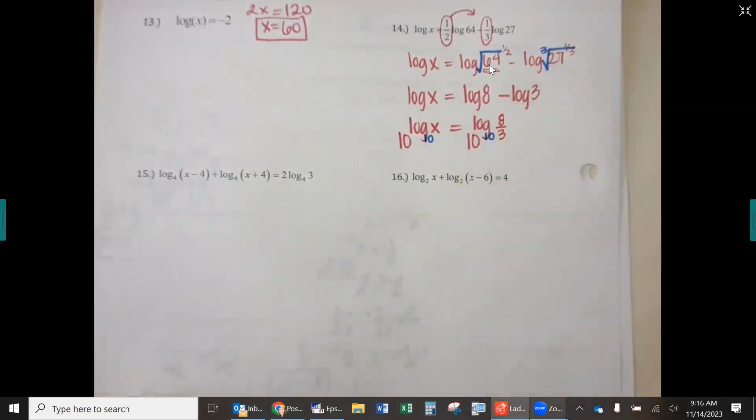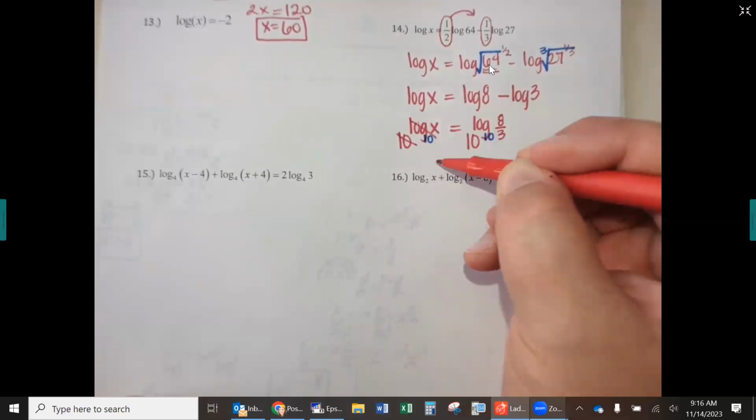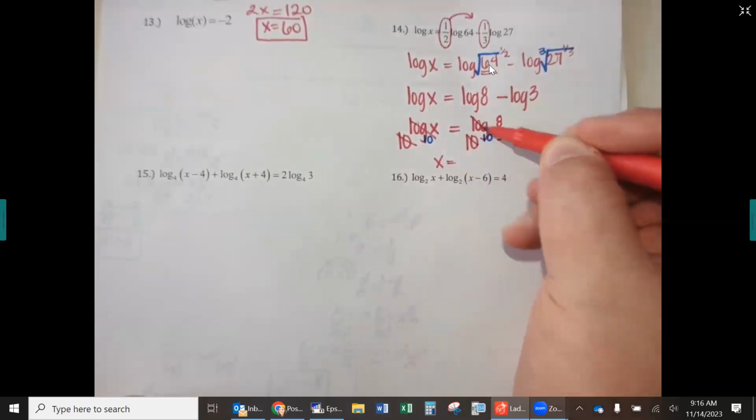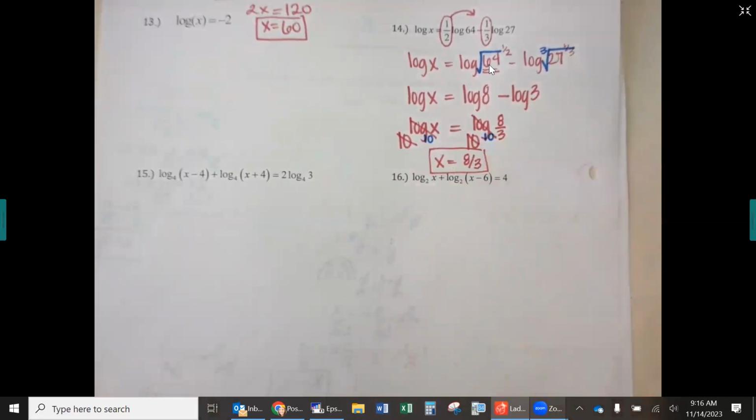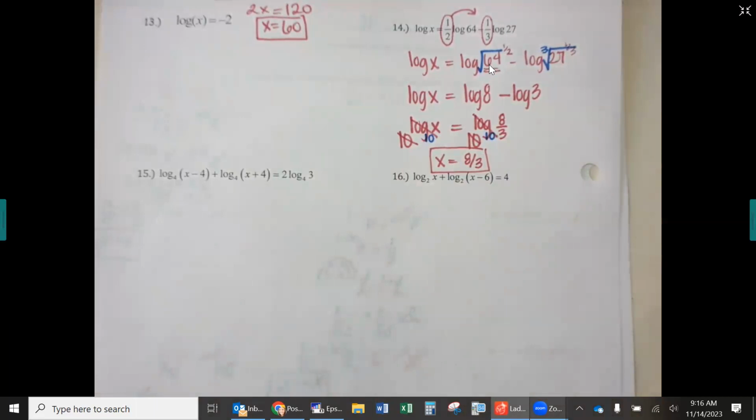Then my 10 and my little 10 cross out. My 10 and my little 10 cross out. X equals 8/3. Okay, all good with that?